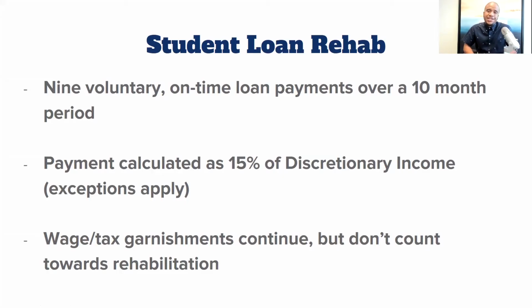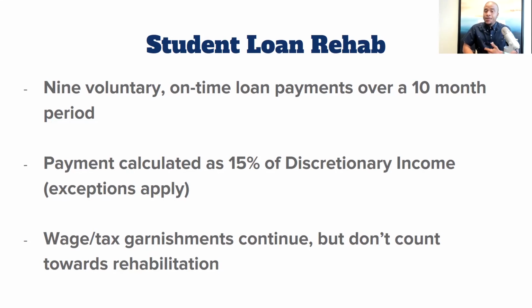Student loan rehabilitation is a program where over 10 months, the government calculates a payment that they think is reasonable based on your income, and they ask you to make 9 voluntary on-time payments over that consecutive 10-month period. If you can do that, then you can actually pull your loan out of default and have all of your privileges restored without having to consolidate your loans.